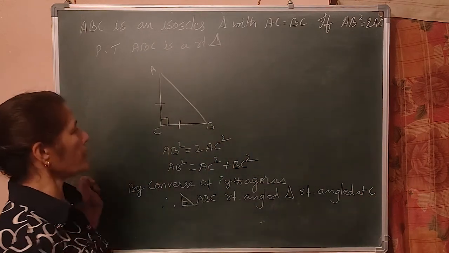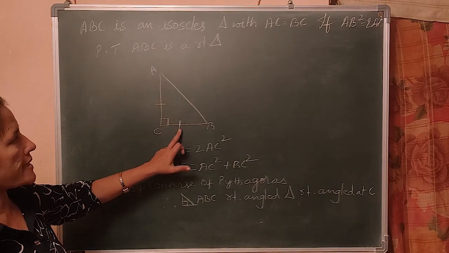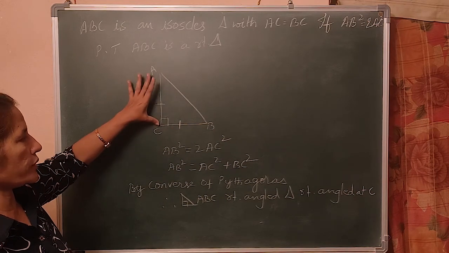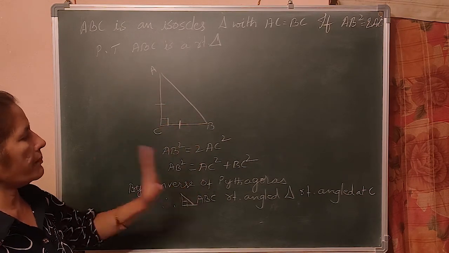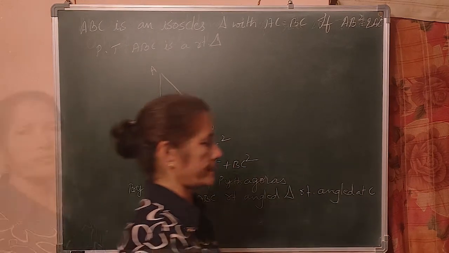So that is how the method goes. It is isosceles, so this is equal to this. Given AB square is equal to 2AC square, I can write down AB square is equal to AC square plus BC square by the converse of Pythagoras. Let us move on to the next one.